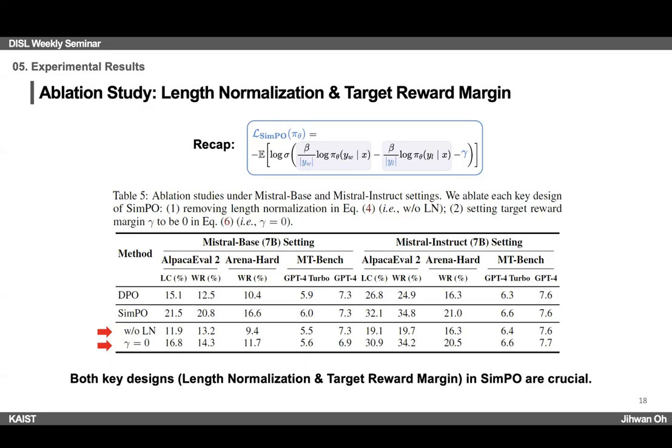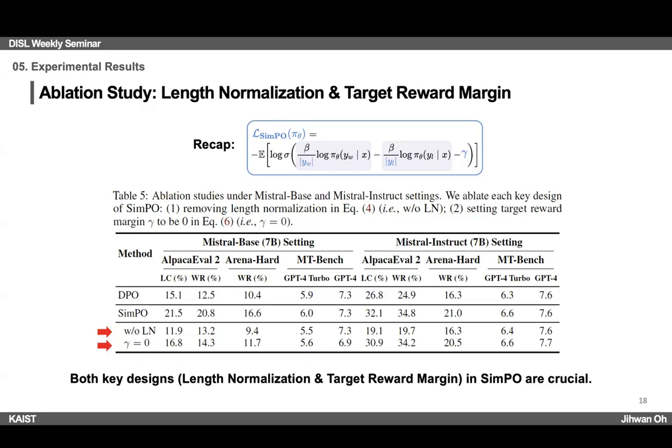Examining the Mistral base setting, we observed that removing length normalization results in a significant decrease in win rate. So for instance, on AlpacaEval 2, the win rate drops from 21.5% to 11.8%. Similarly, removing the margin also degrades performance. The trend is consistent in the Mistral instruct setting as well. Both modifications decrease performance compared to the full SimPO.